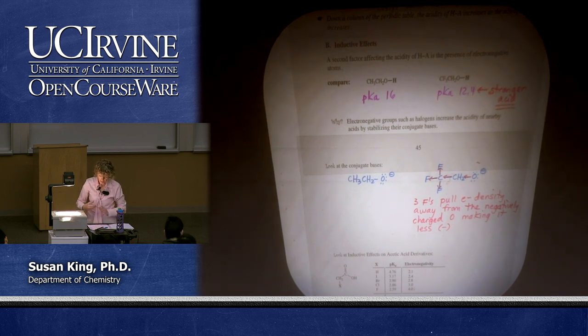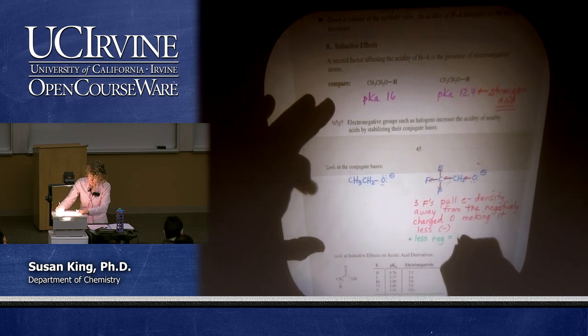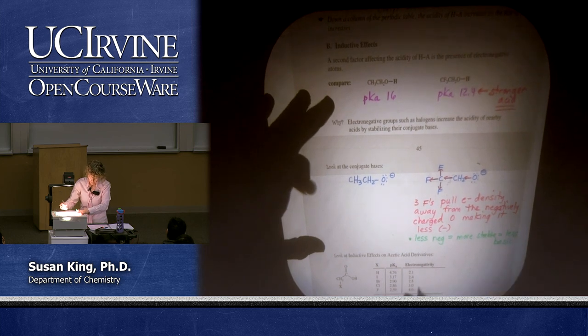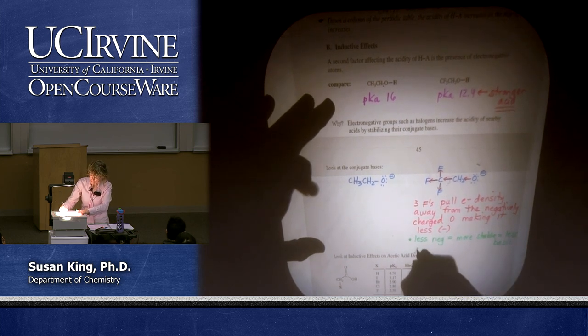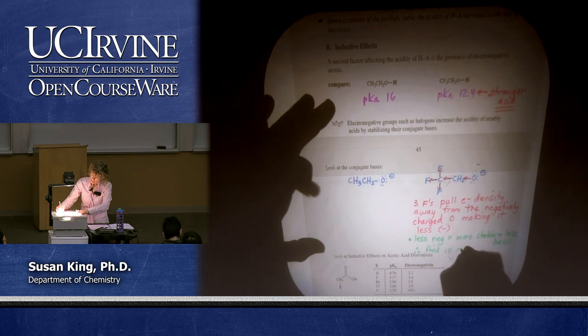All right, less negative equals more stable. Less negative equals more stable equals less basic. Therefore, this is a more stable conjugate base, therefore the acid is more acidic. All right, we'll stop right there and we'll continue this next time.